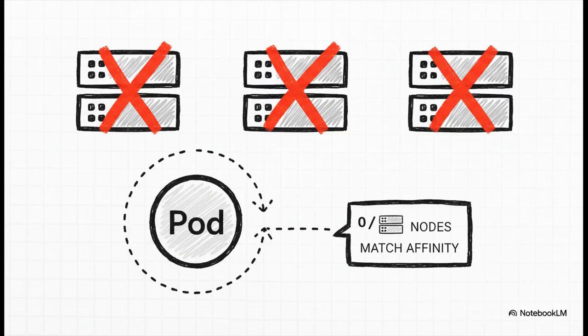It'll just sit there in a pending state, basically forever, or at least until a node that matches your rule joins the cluster. And if you go describe that pod, you'll see a crystal clear event from the scheduler telling you exactly why. 0/1 nodes match node affinity. It's basically just sitting there, waiting for you to give it a home.